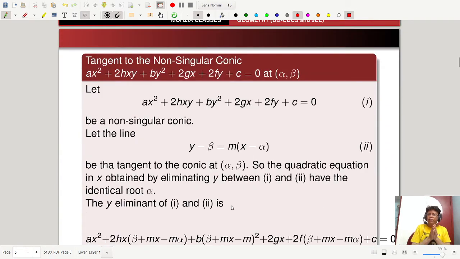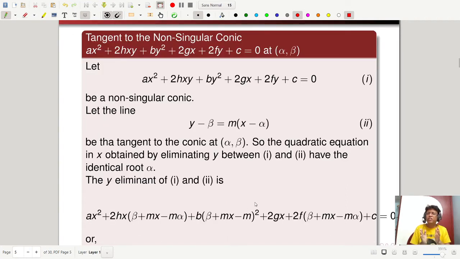Now I will find the tangent to the non-singular conic without using any differentiation. You can do the differentiation, because the first order derivative at that point will give you the slope of the tangent. You can get the value of the slope and substitute, and you will get the equation of the tangent. But I am specially using the geometry in this sense.